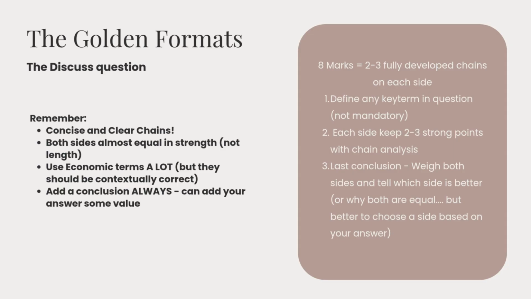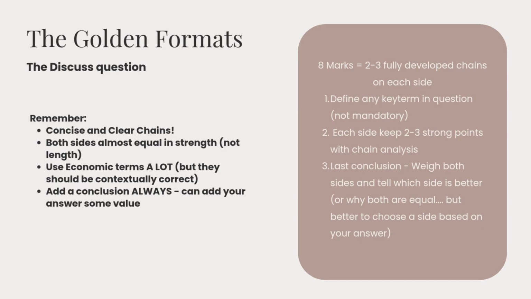So the format basically is, first define any key term in the question if it's mentioned in the question. Let's say fiscal policy or monetary policy. These terms are very important, so you can define them in one line. You can say fiscal policy is a policy by the government which is used to influence aggregate demand. That's enough. And then you can say 2 to 3 strong points on each side with chain analysis, proper, clear, concise chains with economic terms completely sprinkled over your answer.